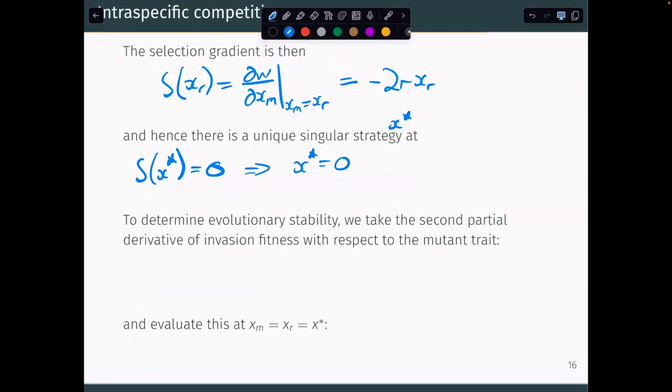The final stage then, at least as far as we're going today, is to determine evolutionary stability. So this is the stage that we just talked about. We now need to take our second derivative. So we're thinking about the curvature of our invasion fitness. So we think about the second derivative of our invasion fitness W with respect to our mutant trait.